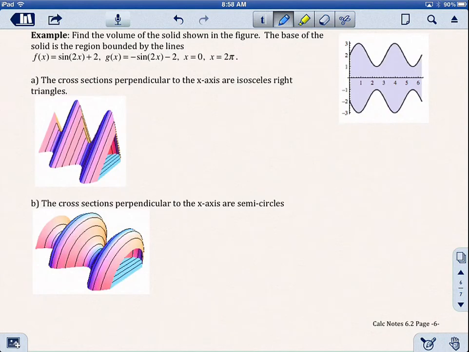Alright, let's move on. In this example it says find the volume of the solid shown in the figure, and the base of the solid is the region bounded by the lines sine of 2x plus 2, which you can see right here, and negative sine 2x minus 2, which is right here. Also 0 is right here, and then up to 2 pi. For letter A, it says the cross sections perpendicular to the x-axis are isosceles right triangles. So here is that isosceles right triangle.